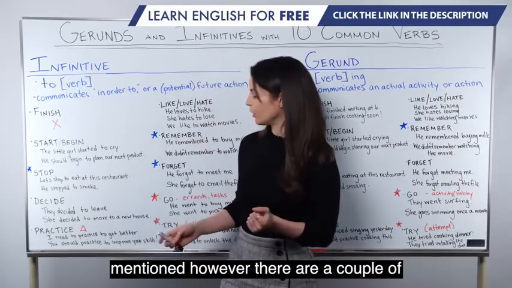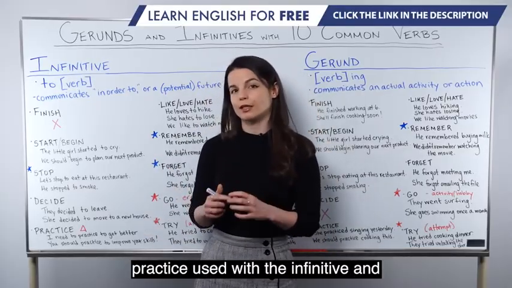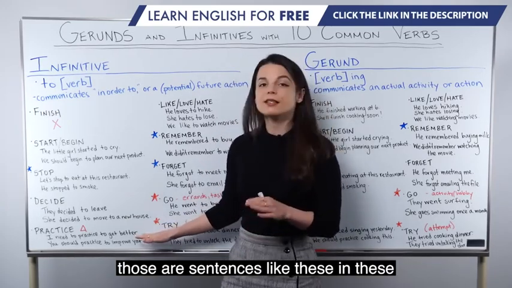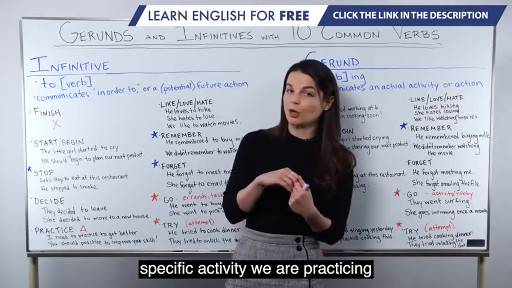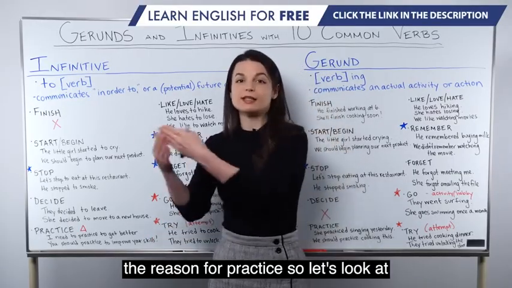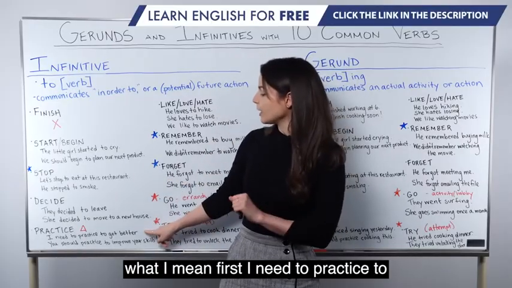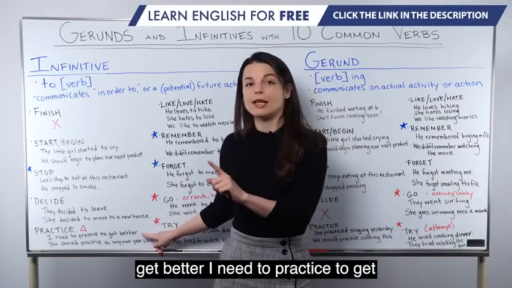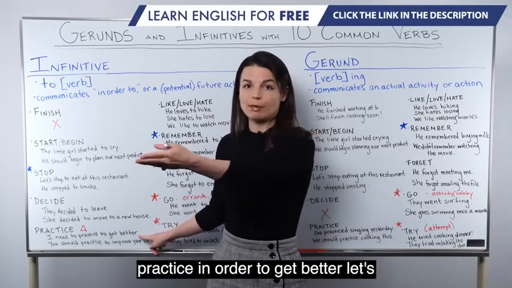As I mentioned, however, there are a couple of sentence structures where we do see practice used with the infinitive, and those are sentences like these. In these sentences, we're not talking about the specific activity we're practicing. Actually, these sentences are just about the reason for practice. So let's look at what I mean. First, I need to practice to get better. So this sentence means I need to practice in order to get better.